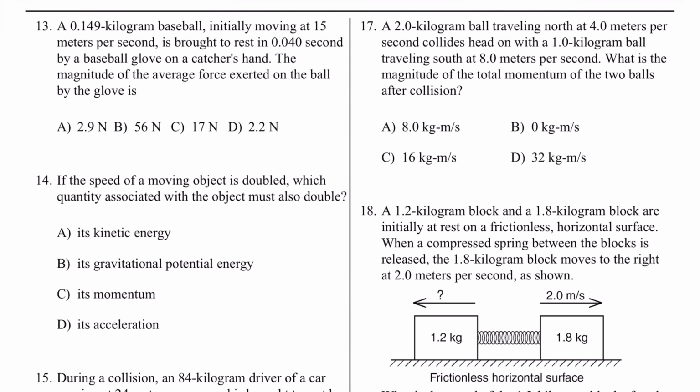13. A 0.149 kilogram baseball initially moving at 15 meters per second is brought to rest in 0.04 second by a baseball glove on a catcher's hand. The magnitude of the average force exerted on the ball by the glove is what? So this is another question just asking us for force, so we use F net to solve. So F net equals mass 0.149 kilograms times acceleration, which is 15 meters per second over 0.04 second, and that's going to get us 56 newtons.